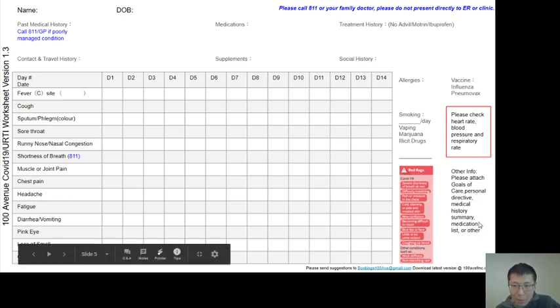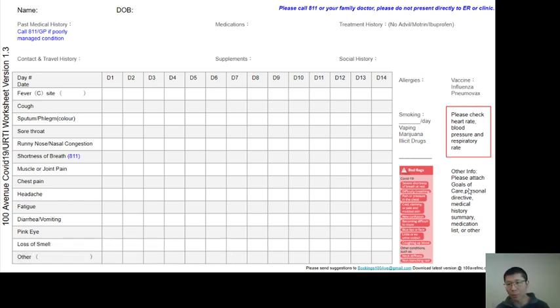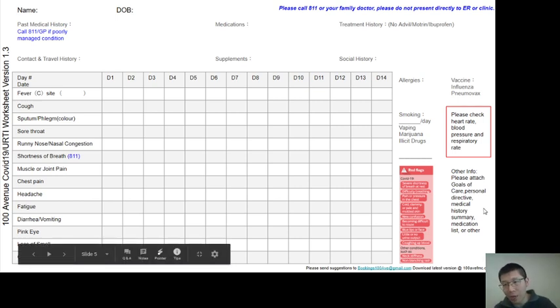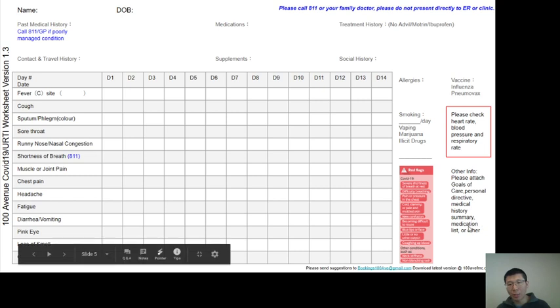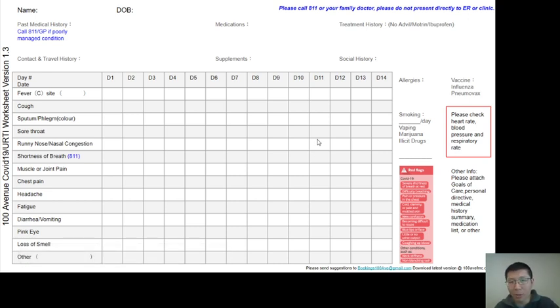Some other information that you might want to attach would be your goals of care, whether or not you want to be resuscitated, for example. In case you cannot provide any information, your personal directive would tell the healthcare provider who is going to help make medical decisions for you. Again, if you have a medical history or medication summarized on a different sheet, you should attach it to your worksheet, especially for those people with complex medical conditions.